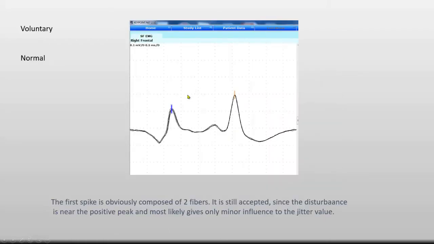Here's a situation where the first spike obviously is composed of at least 2 muscle fiber action potentials. And since this inflection point here is below 50% of the maximal amplitude, we can accept this recording since this fiber has probably very little influence on the peak.